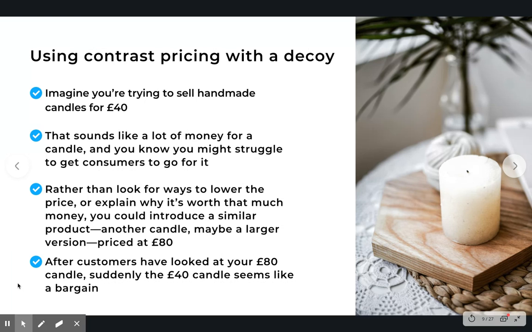Using contrast pricing with a decoy. Imagine you're trying to sell handmade candles for £40. That sounds like a lot of money for a candle, and you might struggle to get consumers to go for it. So rather than look for ways to lower the price or explain why it's worth that much money, you could introduce a similar product, another candle, maybe a larger version priced at £80. After customers have looked at your £80 candle, suddenly the £40 candle seems like a bargain.